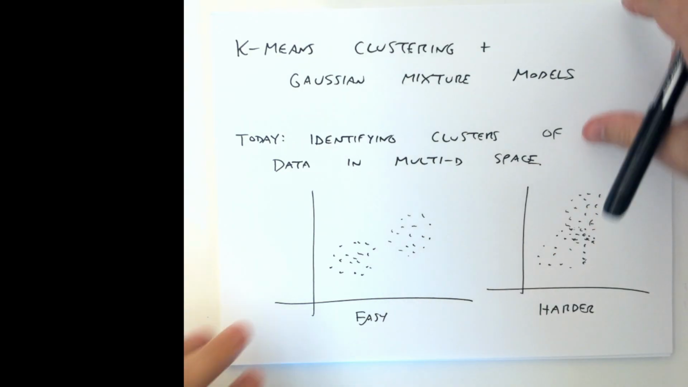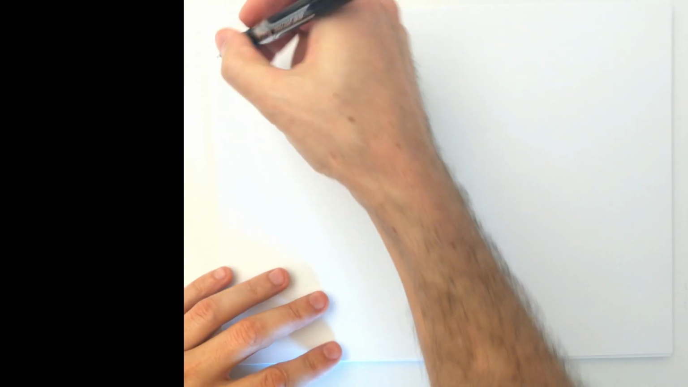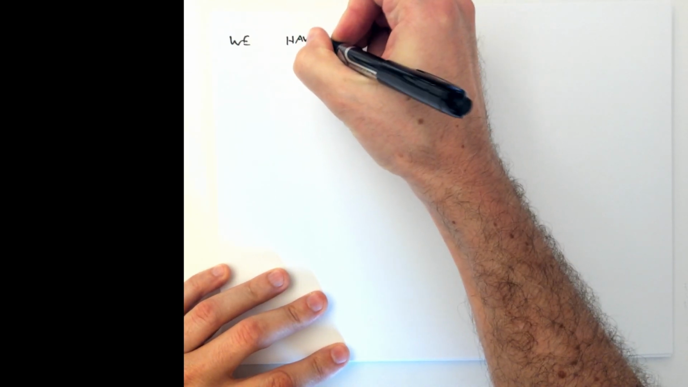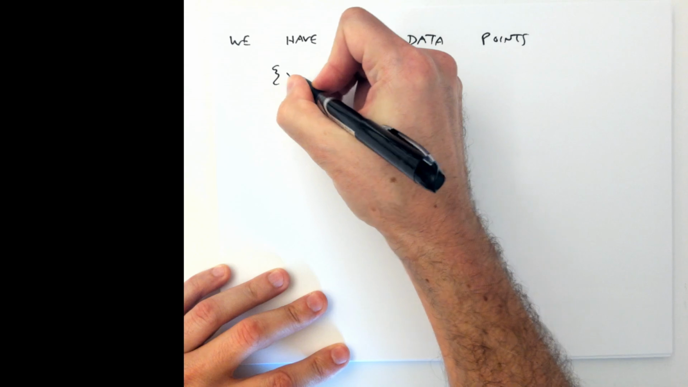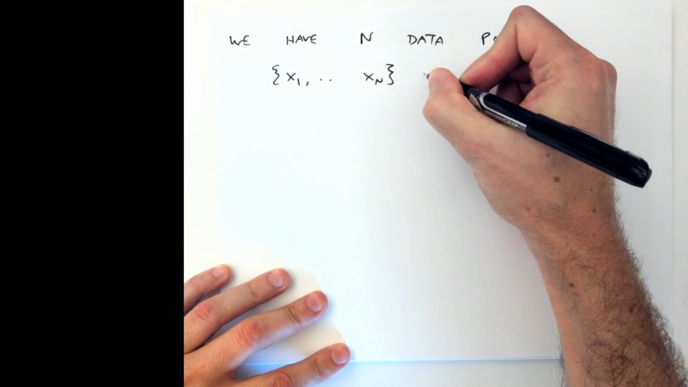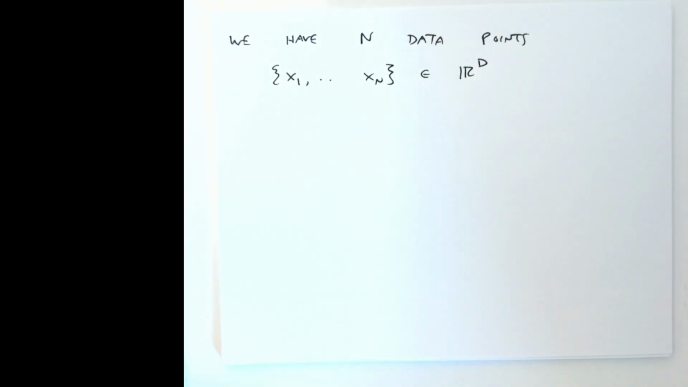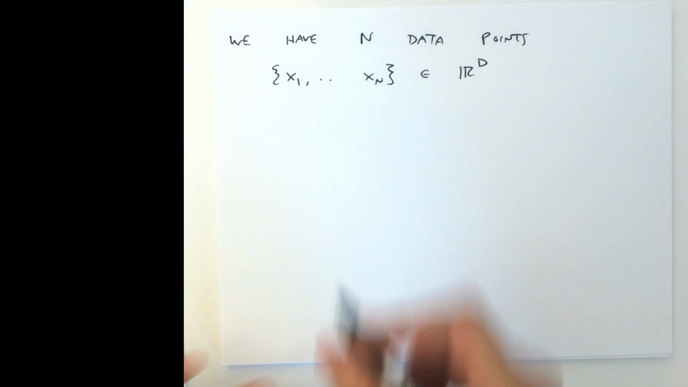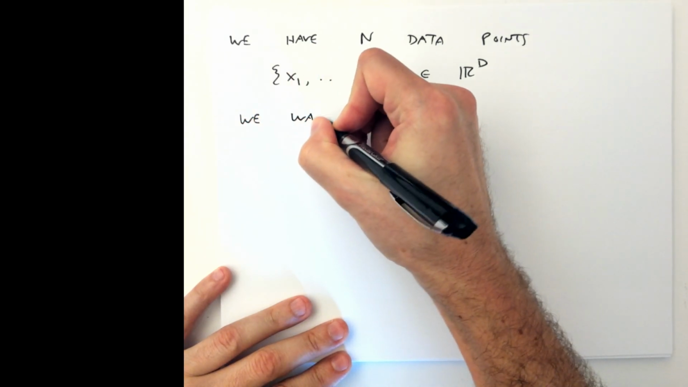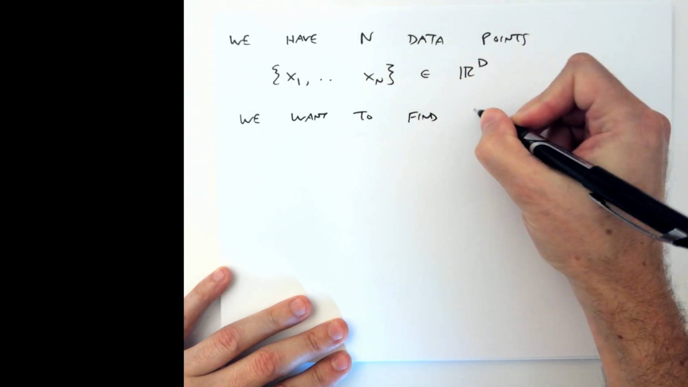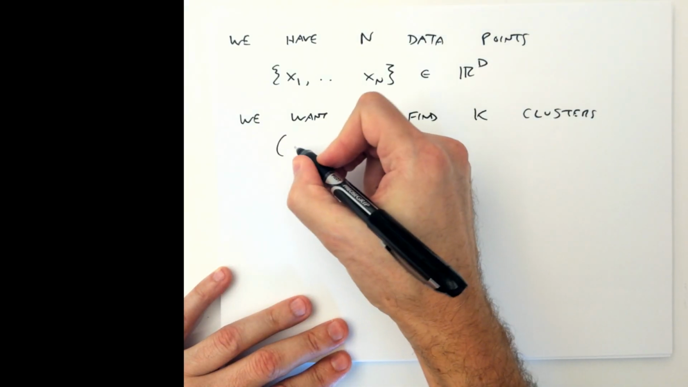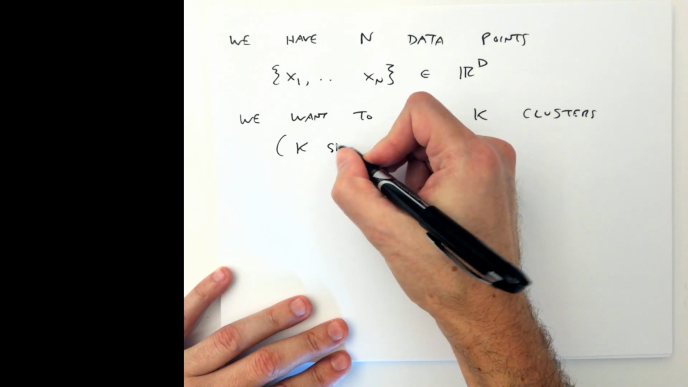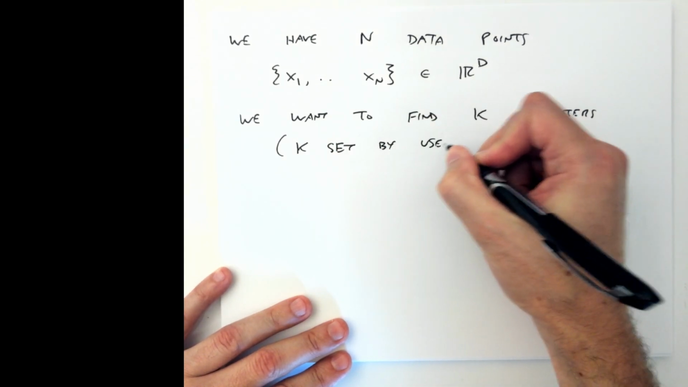So let's talk about this a little bit more formally. We have n data points, let's call them x1 through xn in d-dimensional space. And what we want to do is find k clusters, where k is set by the user in the initial way that we're going to talk about this.